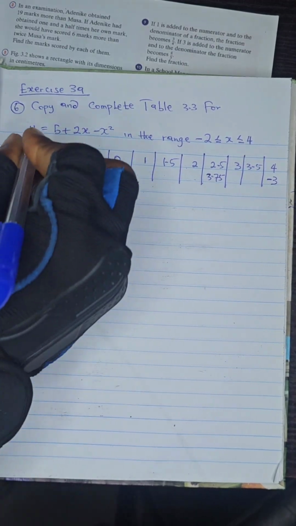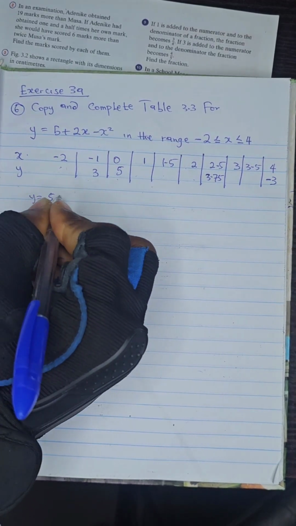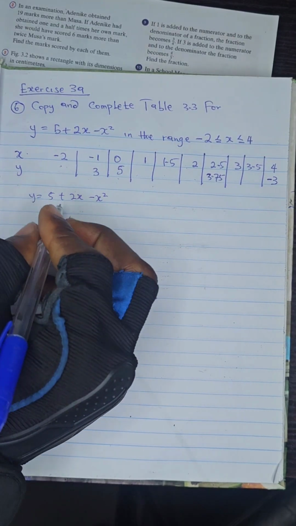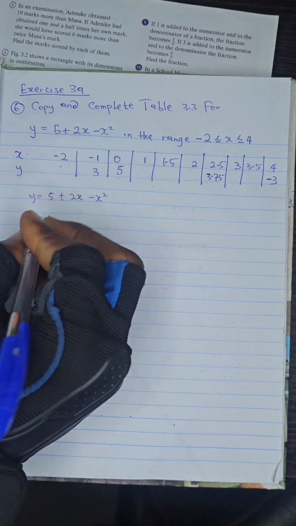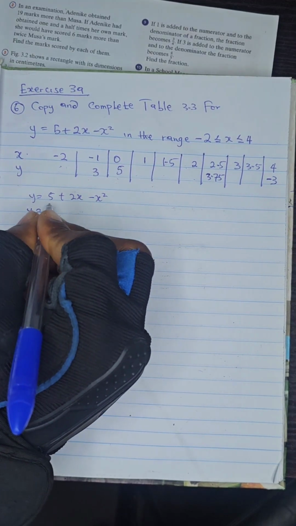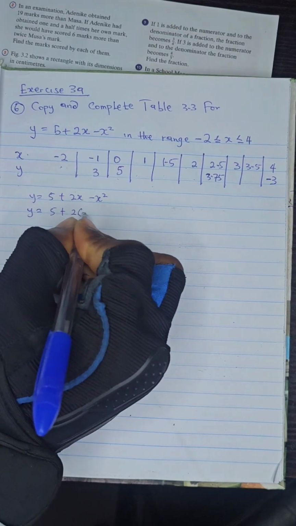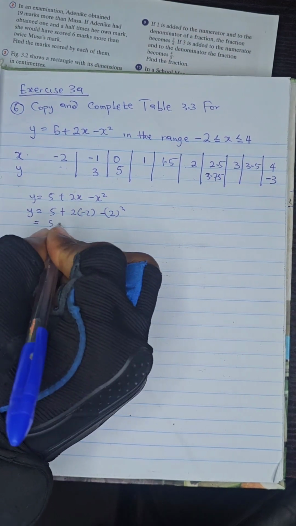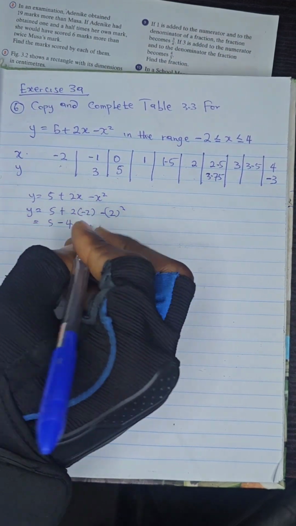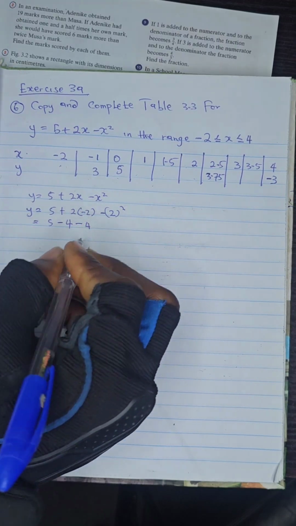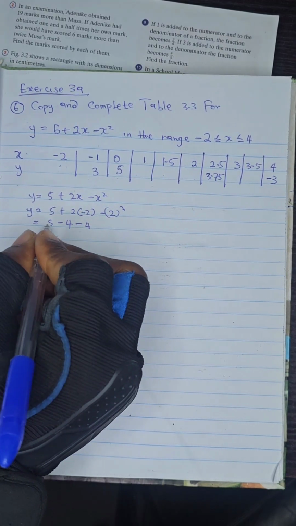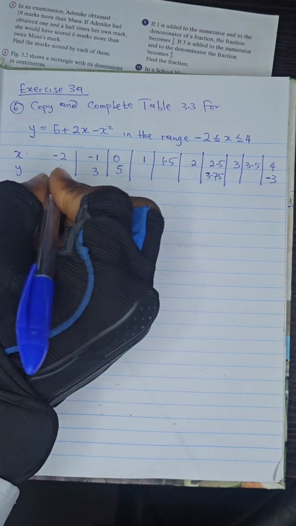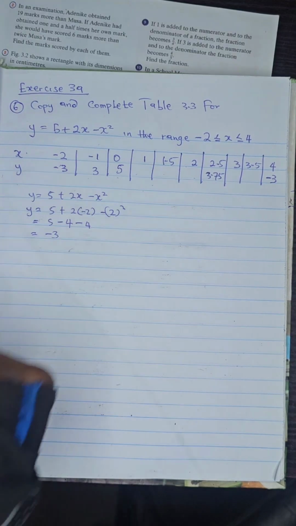So what is y? This is the equation for y. y is 5 plus 2x minus x squared. So let's start filling in the question. At this point where x is minus 2, y is 5 plus 2 times minus 2 minus minus 2 squared, which should give us 5 minus 4, because of this minus sign here, minus 4. 2 squared is 4, which should give us 5 minus 4 is 1. 1 minus 4 is minus 3. So here will be minus 3.